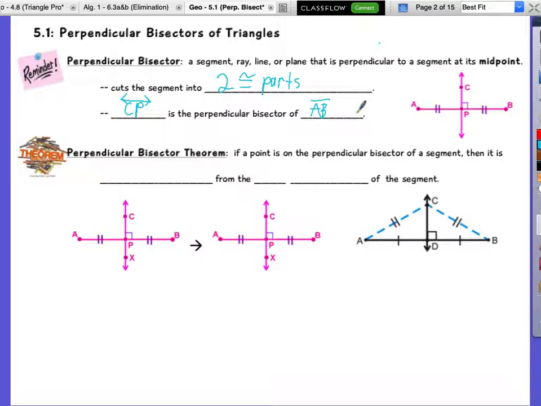Basically everything we do has a theorem attached to it, right? So the perpendicular bisector theorem: if a point is on the perpendicular bisector of a segment, then it is equidistant from the two endpoints of the segment. Equidistant. What's equidistant going to mean? Equal distance, right? Okay. Same distance from, so it's equidistant from the two endpoints of the segment.